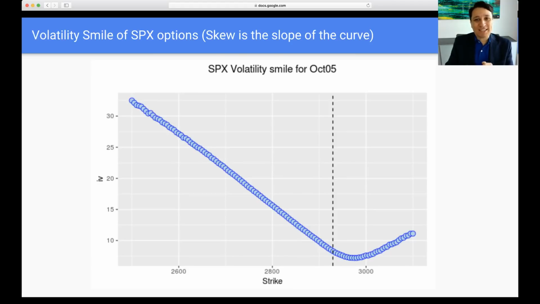So what is the situation that it creates? How do we quantify the situation? And it's right here. It changes the volatility smile.